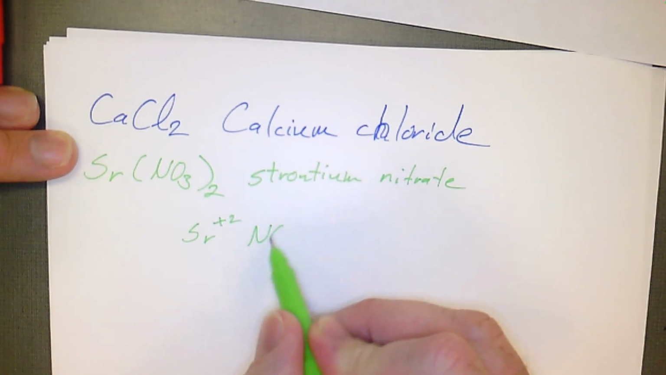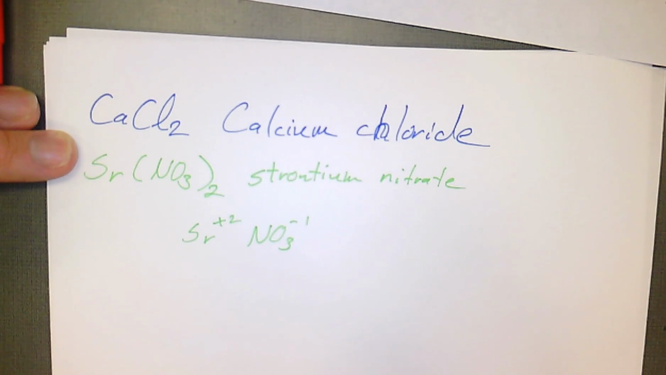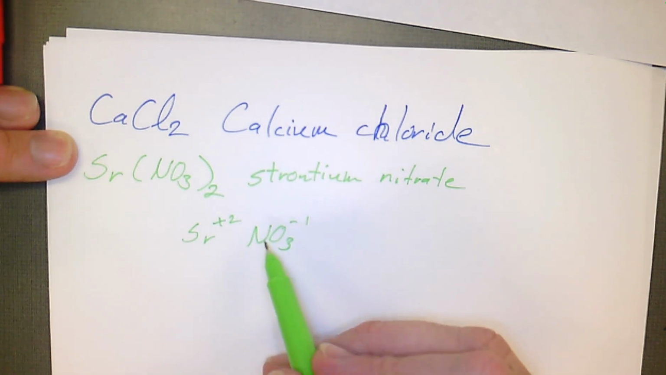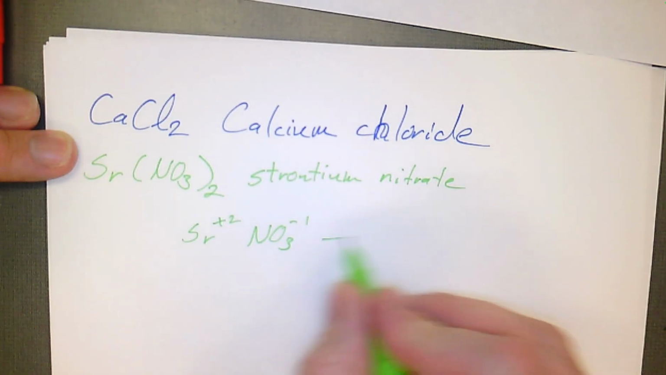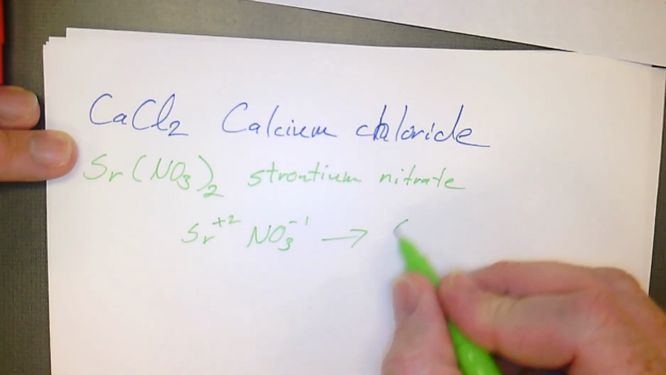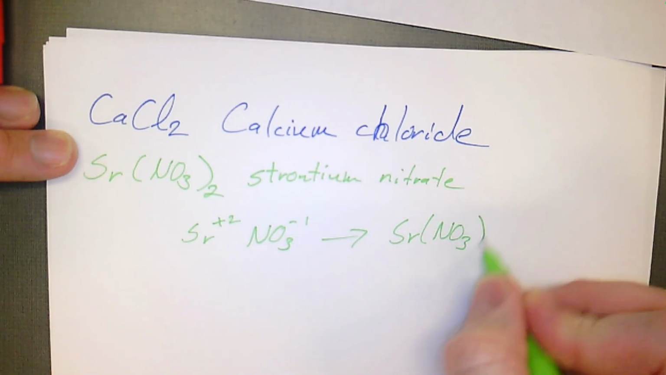All right, nitrate, we looked it up. It's NO3. What's the charge of nitrate? Minus 1. Which do I need more of? I got to have more nitrates. How many total nitrates do I need? 2, right? 1 more, or 2 total. So Sr, parentheses, NO3, 2.